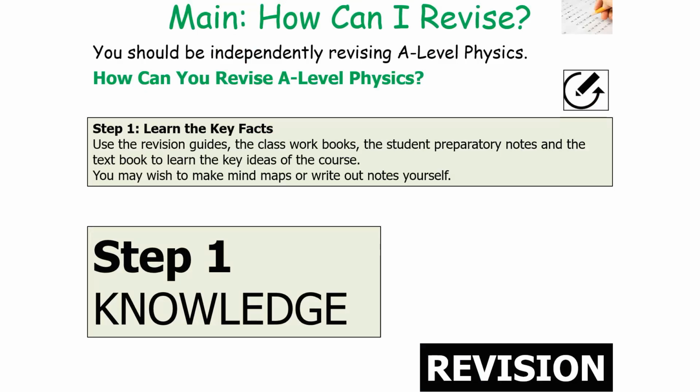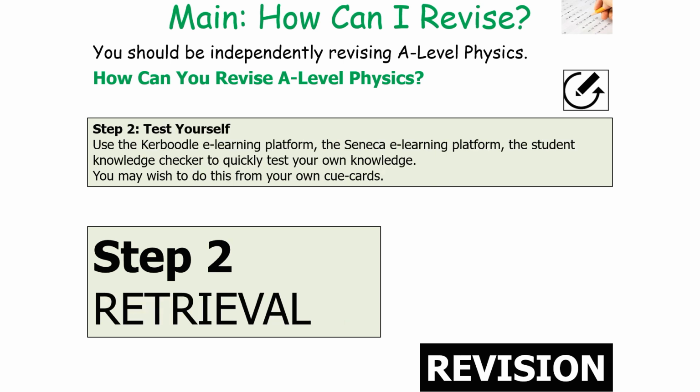So the first step is learning the key facts. So use your revision guide, your class workbooks, your student prep notes, your textbook to learn the key ideas of the course. And you may wish to make mind maps or notes to do this yourself. Then second step is to test yourself. So use Caboodle, use Seneca, use knowledge checkers to quickly test your own knowledge, and you may wish to do this from your own cue cards.